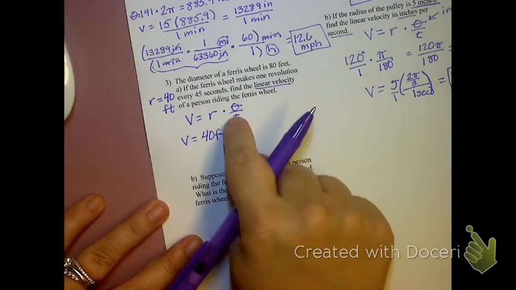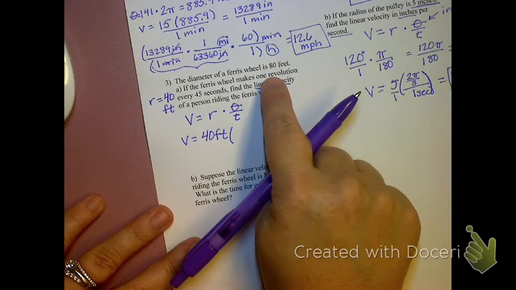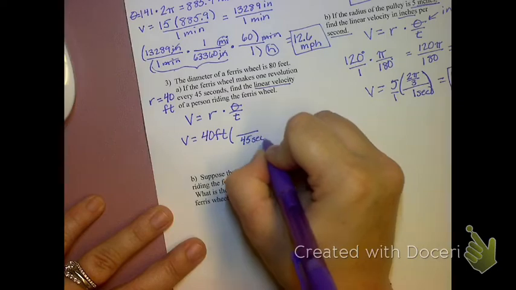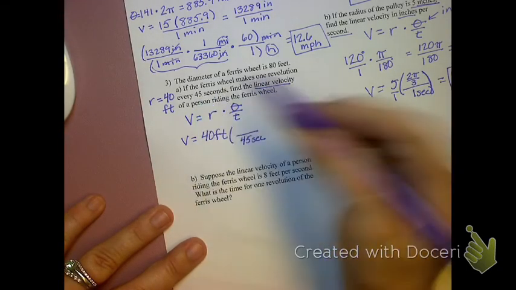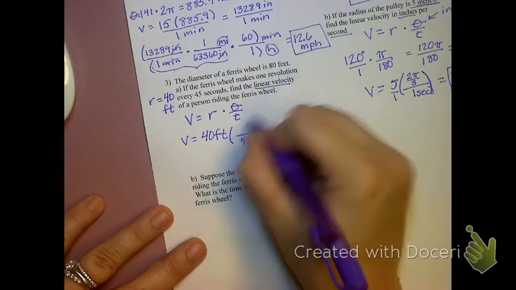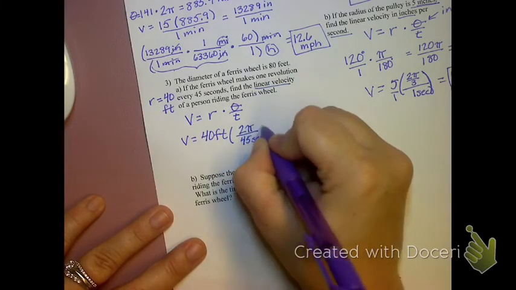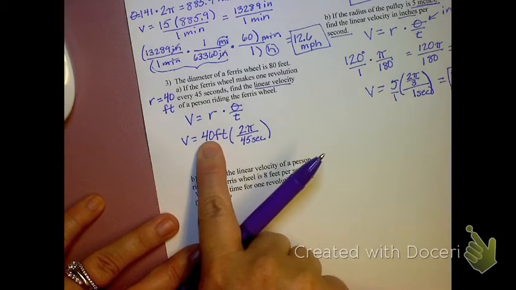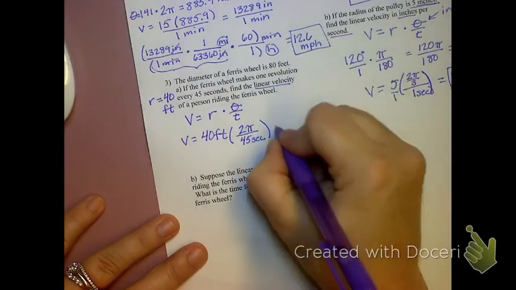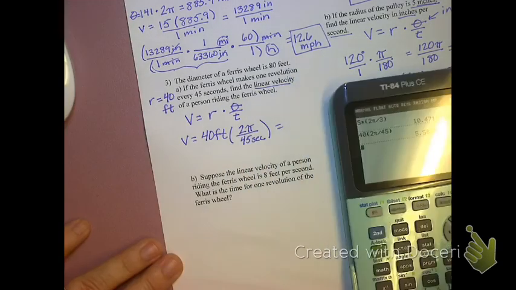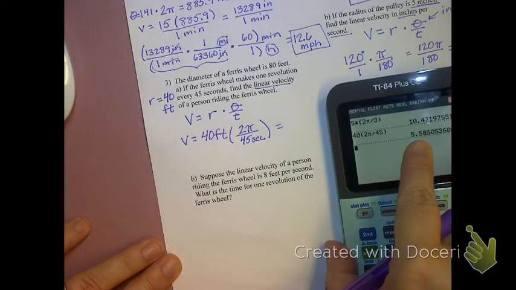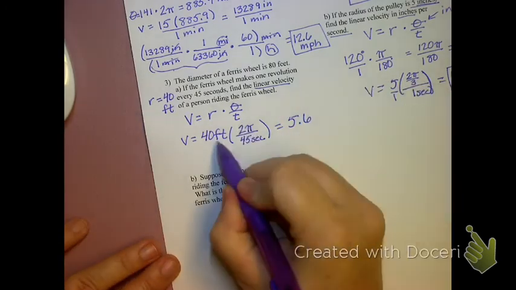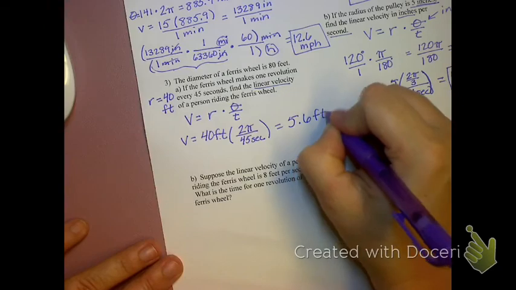times theta. What's the angle covered? Well, I know that it's 1 revolution every 45 seconds. So I know that time is 45 seconds. If it's 1 revolution in 45 seconds, the degree measure of 1 revolution, or the angle measure, would be 2 pi radians. That's a full revolution in 45 seconds. So I just need to multiply 40 times 2 pi over 45, and I already did that over here. I end up with 5.58, we'll call that 5.6, and we're in feet per second, so feet per second.